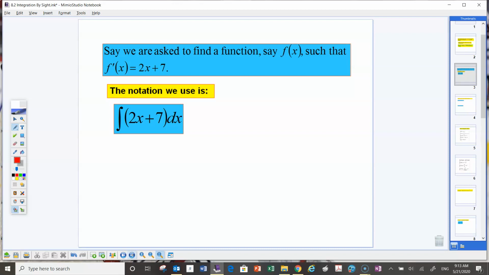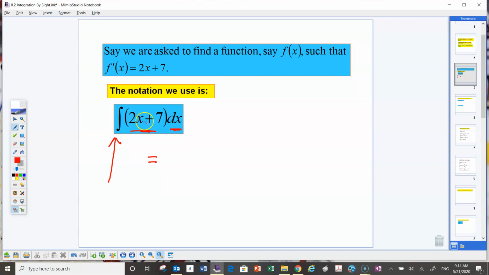The notation we use for integration is this integration symbol. It's like an elongated s. And the dx at the end just means that we're integrating this function in terms of variable x. So we want to come up with something that when I take the derivative, I end up with 2x plus 7. Well, let's start using some deductive reasoning.